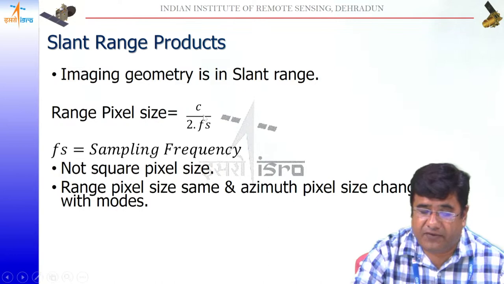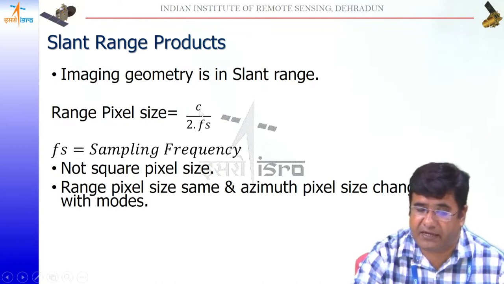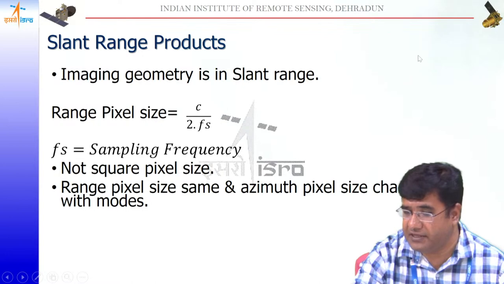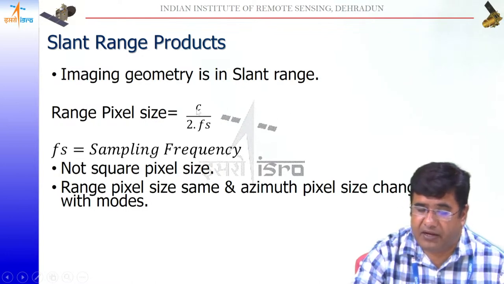So that is given by c by 2fs. C by 2fs, where c is the speed of light and fs is the sampling frequency. So in the range direction we know the sampling frequency, a SAR parameter. If we do this calculation c by 2fs, then we can get the pixel size in the range direction.